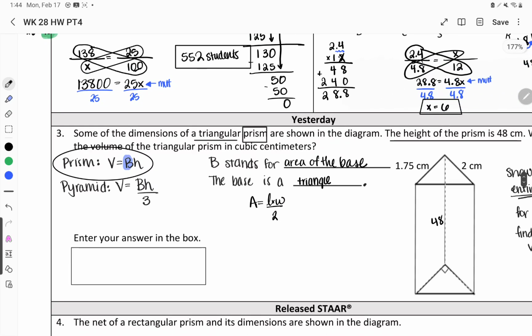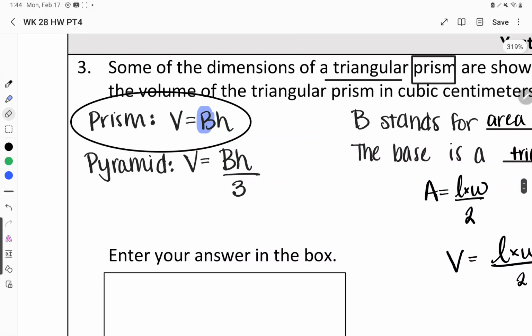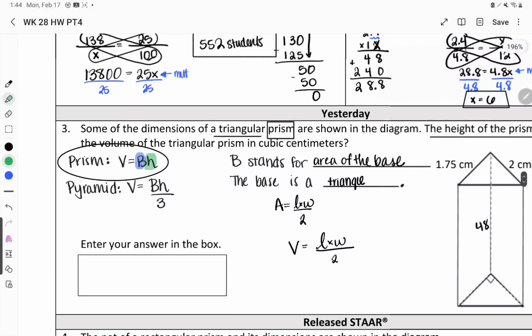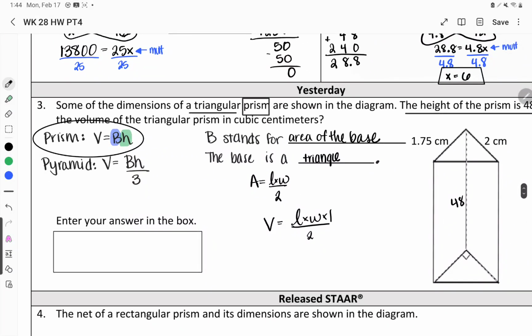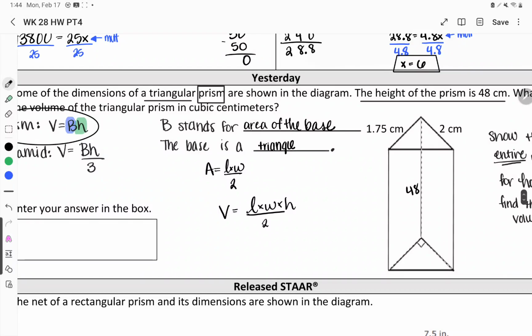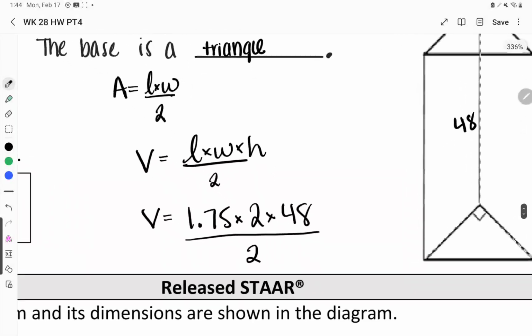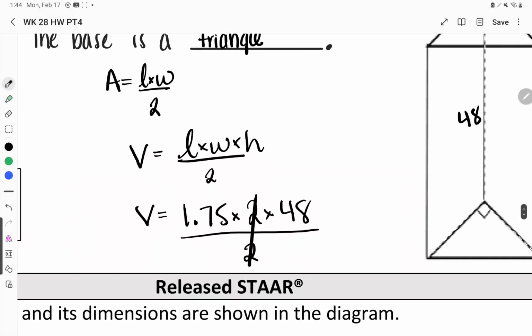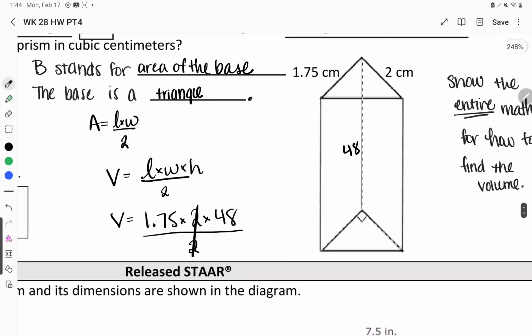So instead of saying volume equals area of the base times height, I'm going to change my big B to length times width divided by 2. So I would say volume equals length times width divided by 2. And then I still have this height that's right here. And so I had to make sure that I also include that. All right, so then I just do 1.75 times 2 times 48 divided by 2. These 2's right here just straight up cancel out, so I'm left with 1.75 times 48.